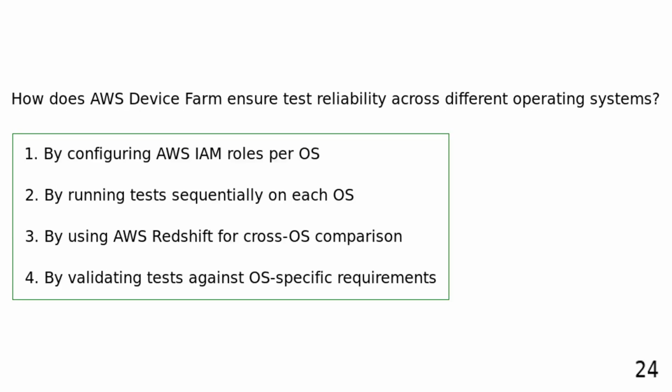How does AWS Device Farm ensure test reliability across different operating systems? By configuring AWS IAM roles per OS. By running tests sequentially on each OS. By using AWS Redshift for cross-OS comparison. By validating tests against OS-specific requirements.